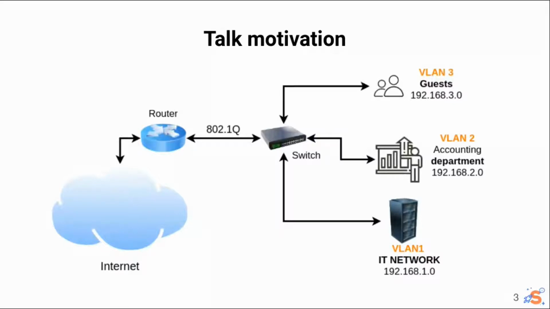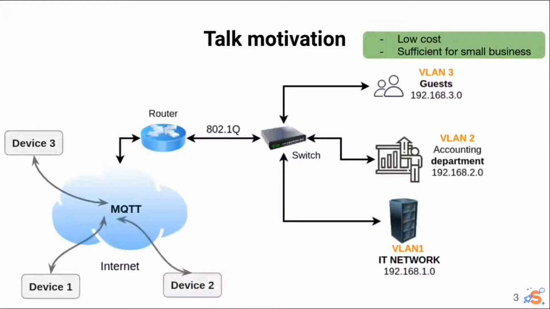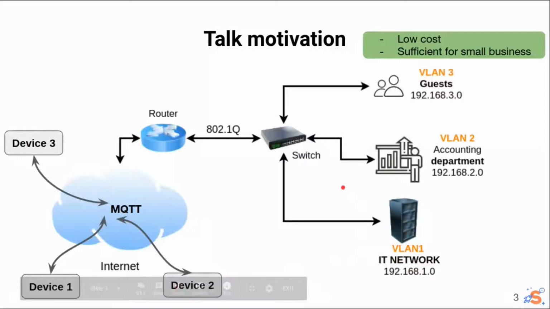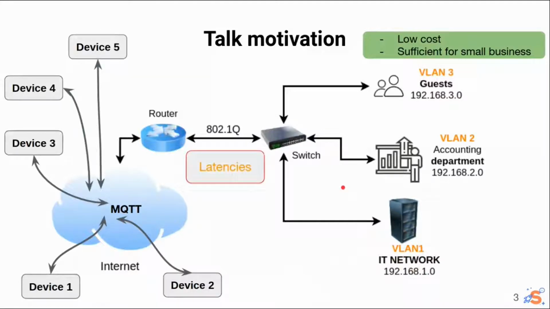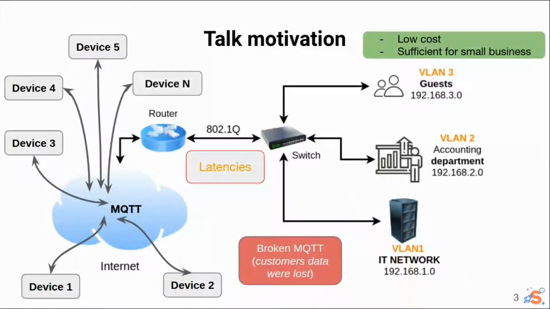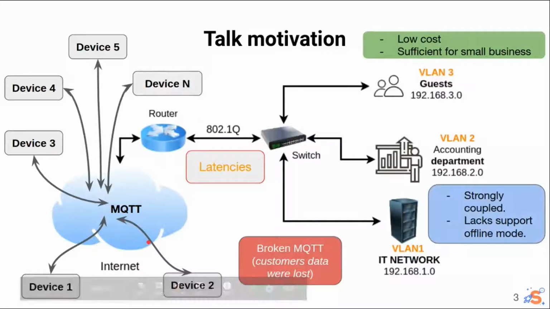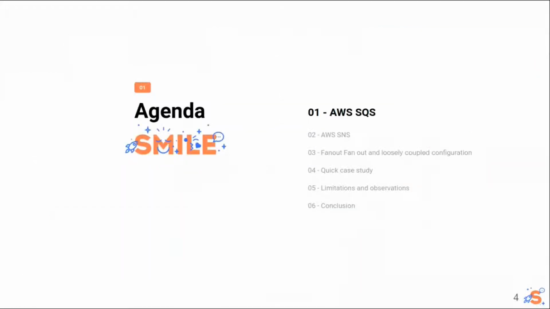And then some days later, they started releasing their first product, which was connected. It was communicating information back through the MQTT protocol to the IT network VLAN. But the more devices they were selling, the more latencies were observed, until one day everything stopped working. Yes, and all the devices' data were lost. This is an example of a strongly coupled system which lacks support for offline mode. So how can we use AWS in order to fix this issue?